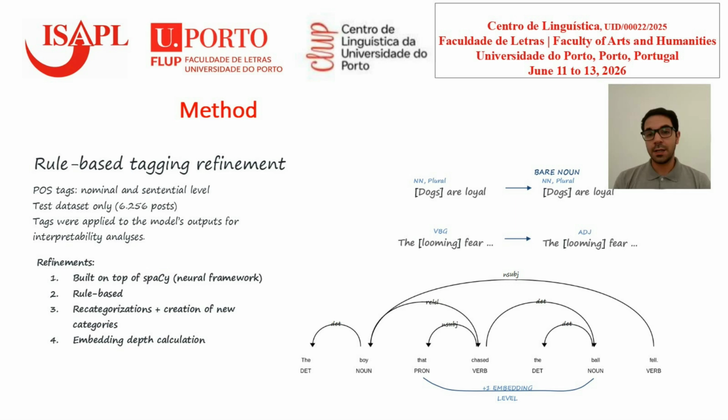We also created a function that traverses spaCy's dependency classifications and counts dependency relations in order to provide a measure of embedding depth, which was also interesting to us. And we used such categorizations as variables for further explorations of correlations between their presence and our fine-tuned model's classifications.